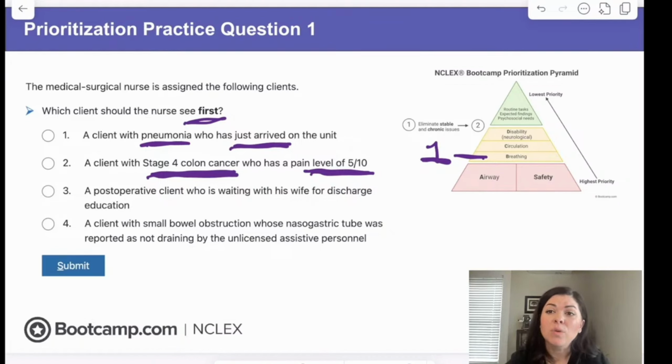So let's see if we got it right, and we did. And if you did, I want you to note you're doing pretty well, because about 55% of students that practiced this question got it correct. So great job, guys. So now let's look at question 2.